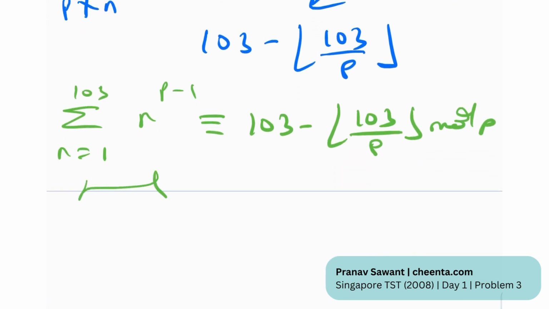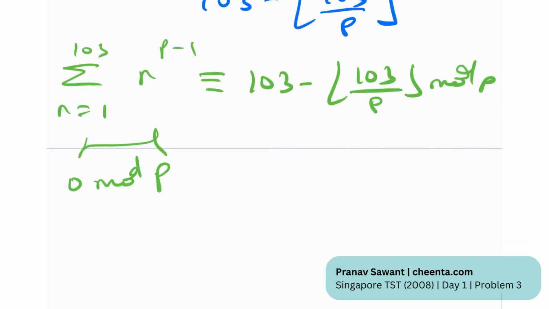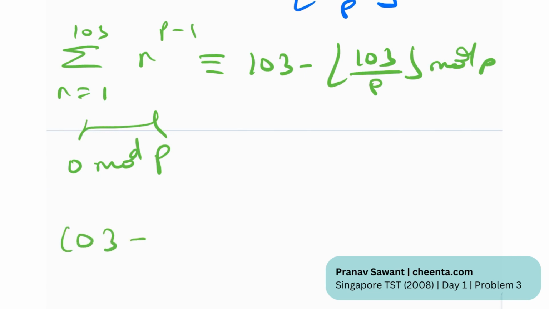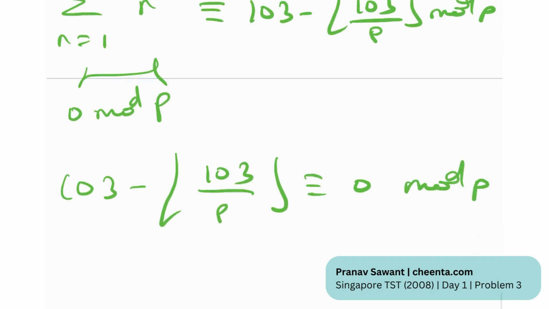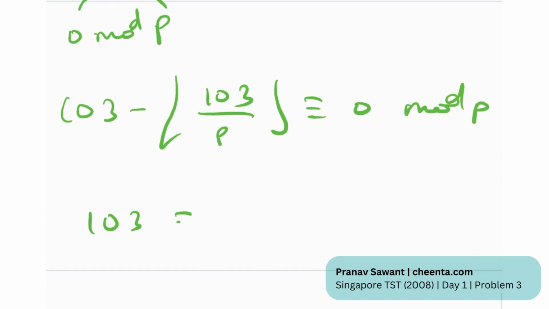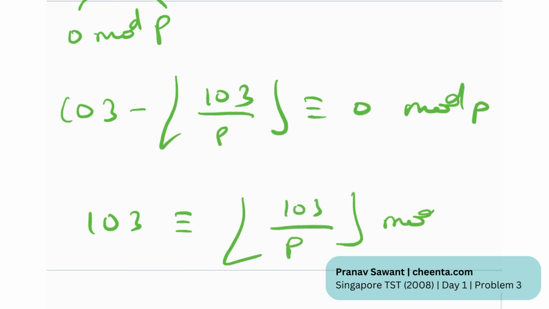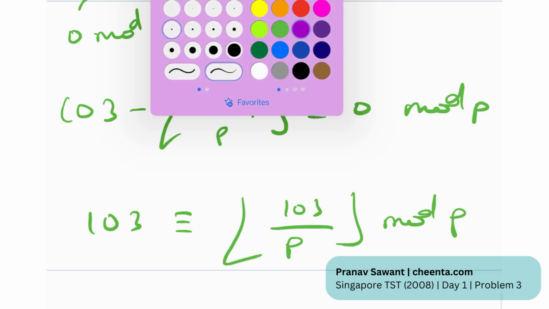But we want this to be 0 mod p, because p needs to divide that summation. So we can directly state that 103 minus floor of 103 by p needs to be congruent to 0 modulo p, and that essentially implies that 103 needs to be congruent to the floor of 103 by p modulo p. So do you actually realize what we've done over here?